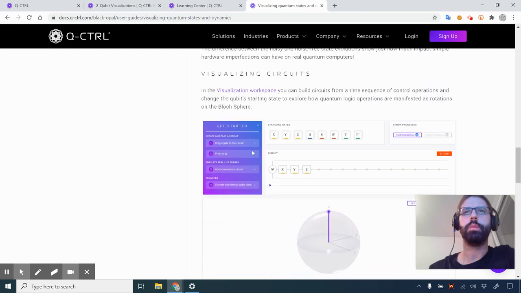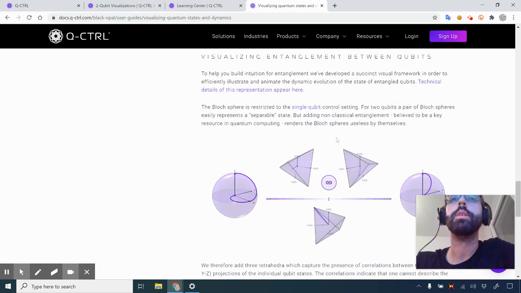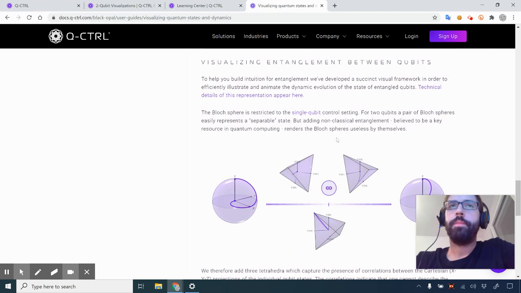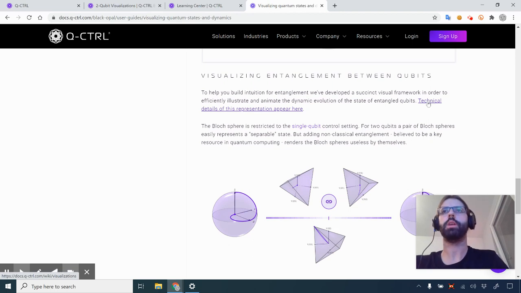Okay, here we go. To help you build intuition for entanglement, we've developed a succinct visual framework in order to efficiently illustrate and animate the dynamic evolution of the state of entangled qubits. Technical details of this representation appear here.